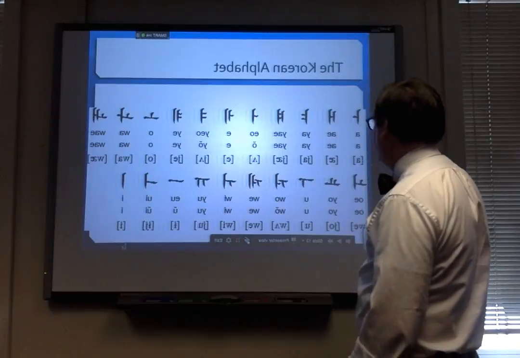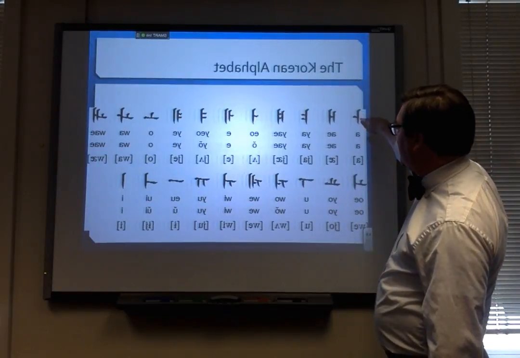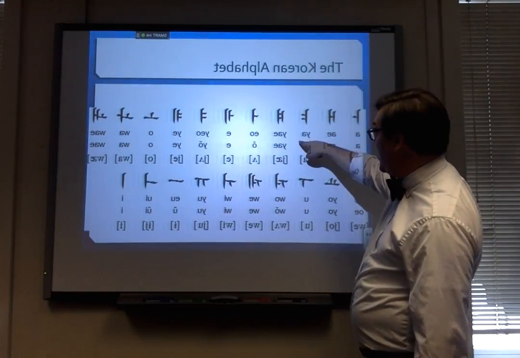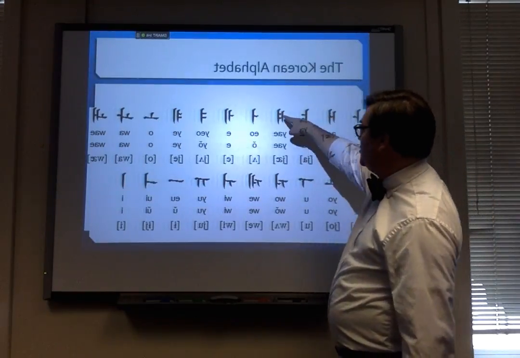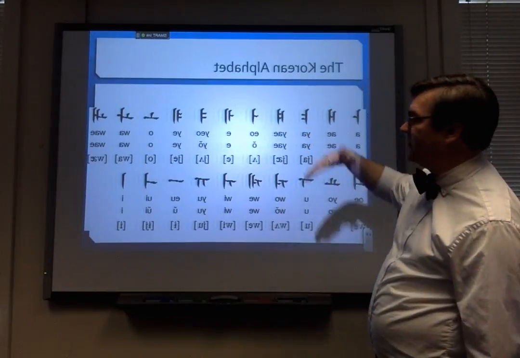Here is the alphabet. These are the vowels, like this is ah, right? Ah is the line with the thing sticking out of it. And that's the double vowel, ya, that's a and ye. So one line is the vowel, and two lines is the ya in front of the vowel.